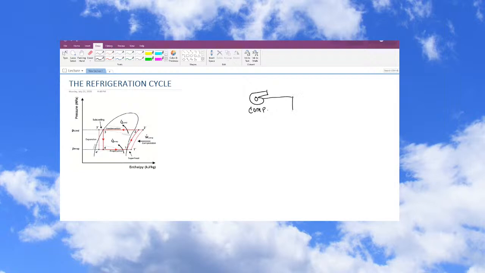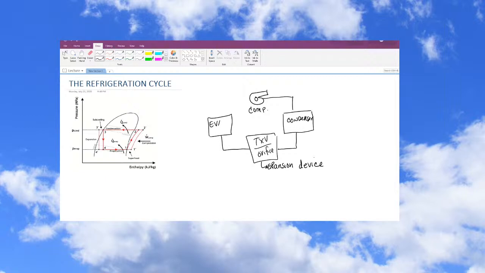Then there is the condenser. After the condenser is a TXV or an orifice. Basically, it is an expansion device. And then that goes to the evaporator, which goes back to the compressor.